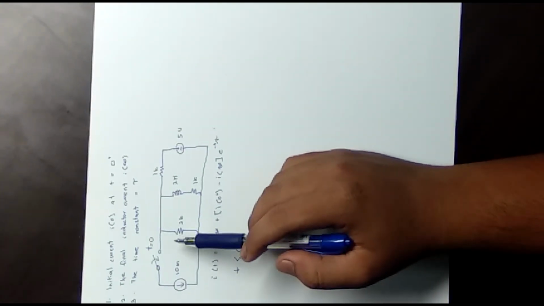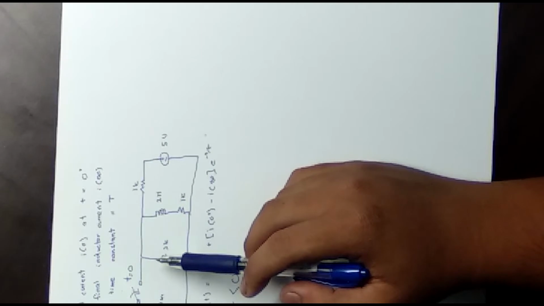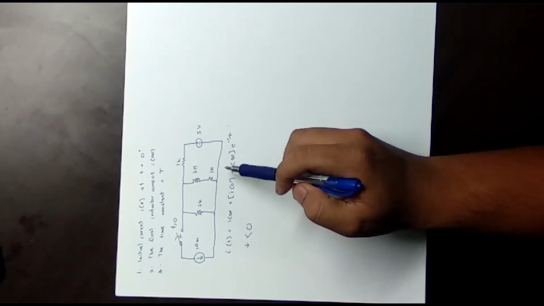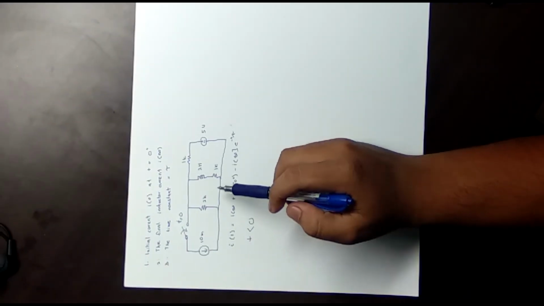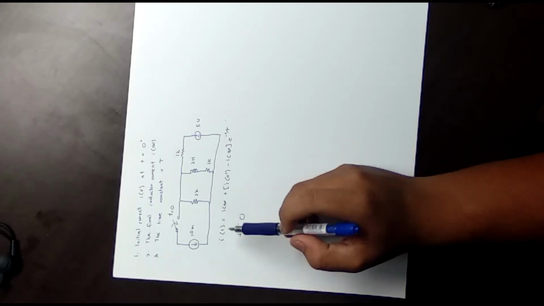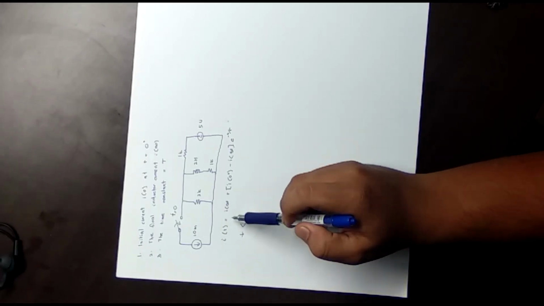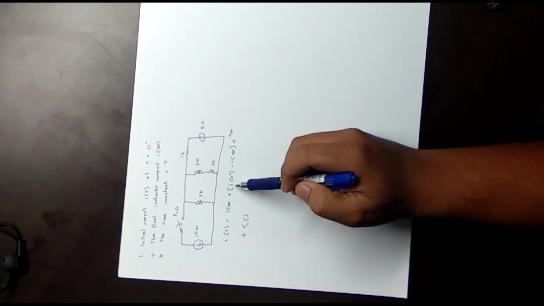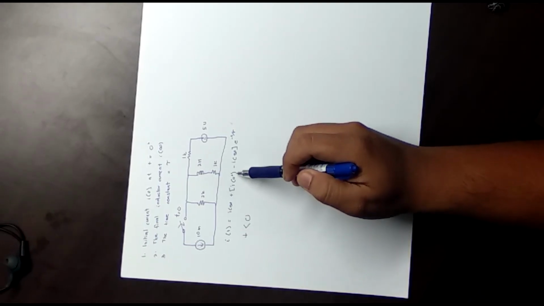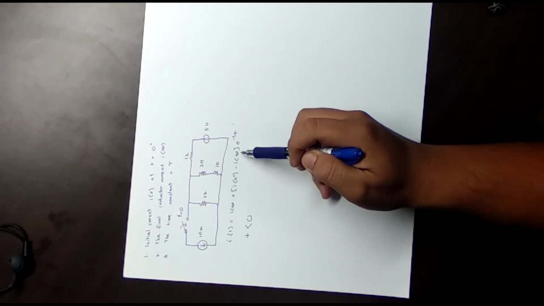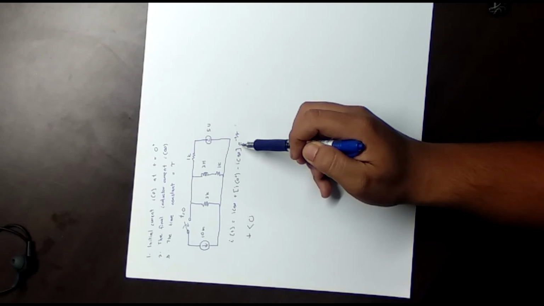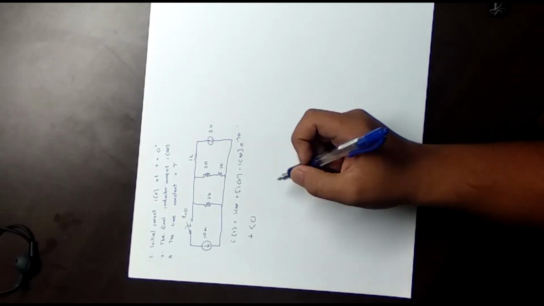First of all, we do some examples. The first example is this circuit. We have the formula given: i(t) equals I infinity plus (I positive minus I infinity) times exponent negative t over tau.